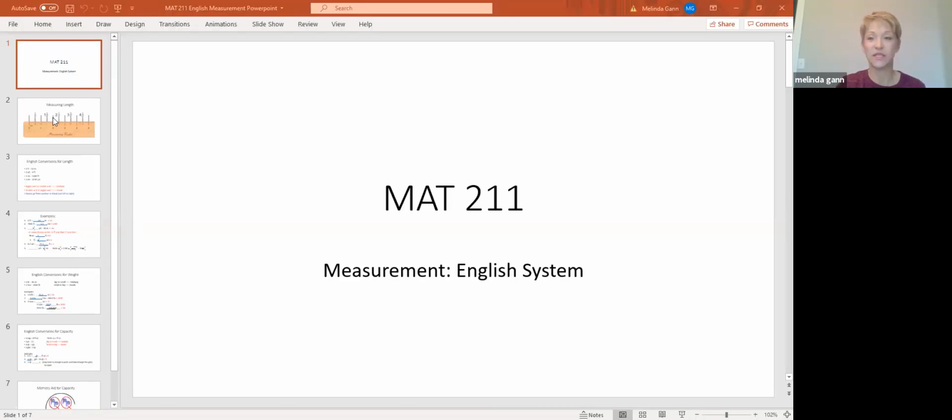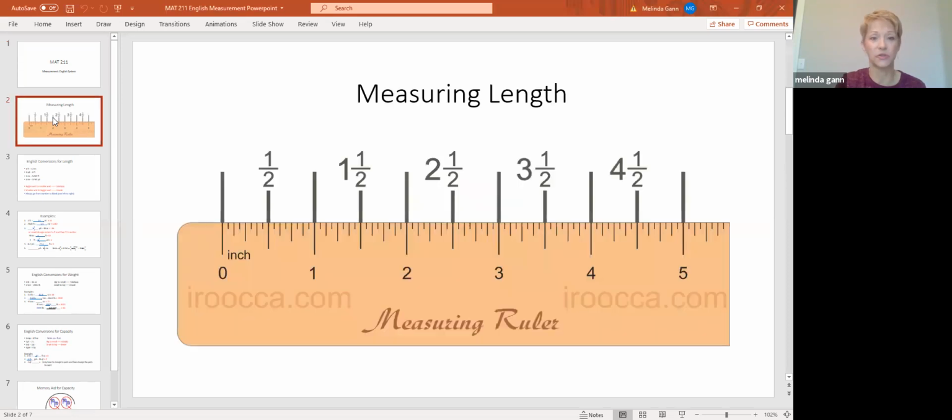Now, I don't mean to insult your intelligence, but some of us have a little trouble with a ruler sometimes. And again, it's because nobody ever sat down and had you actually measure with a ruler very often. So you may have forgotten. All right, so let me show you a picture of a ruler. I want to show you something.